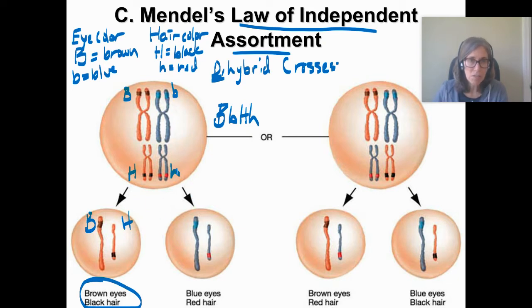And this one actually is getting the little b, right, and the little h. So that's for blue eyes and red hair. And so now it depends on what the other parent gives them. But if the other parent gives them also the recessive, then this baby could have blue eyes and red hair.